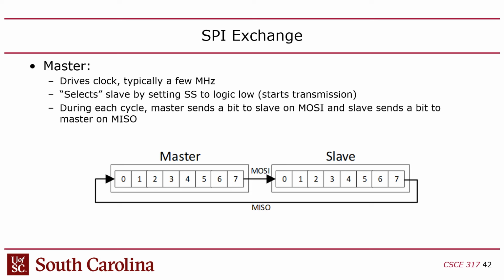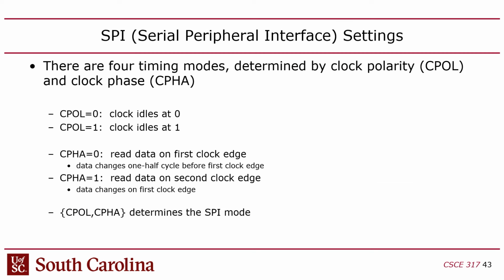But I want to distinguish here: these 8 cycles where you do this exchange is called an exchange, right? If I then want to do an actual programmed I/O operation where I send an address over to the slave and I ignore whatever it sends back, that has another term; that would be part of a transaction. Okay, so I'll talk more about that in a second.